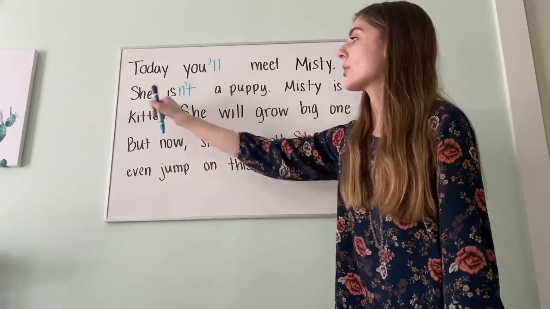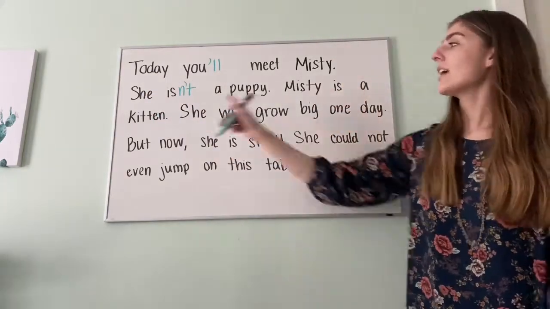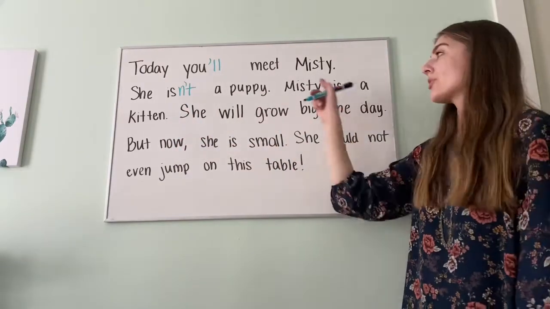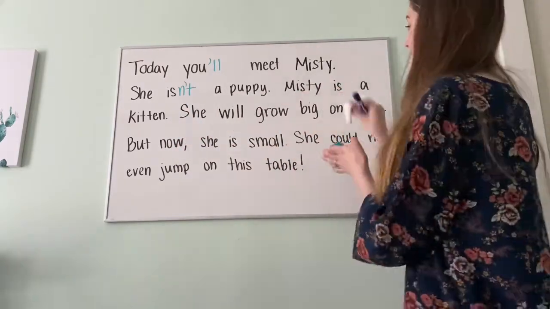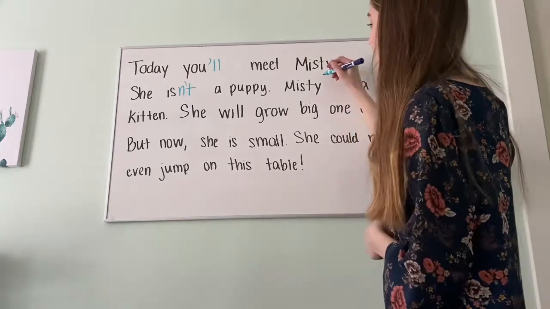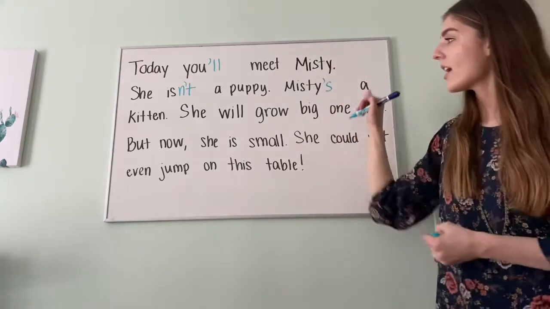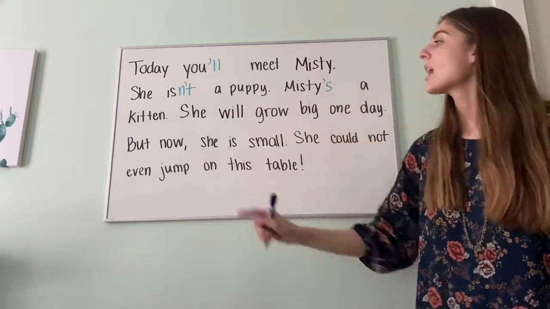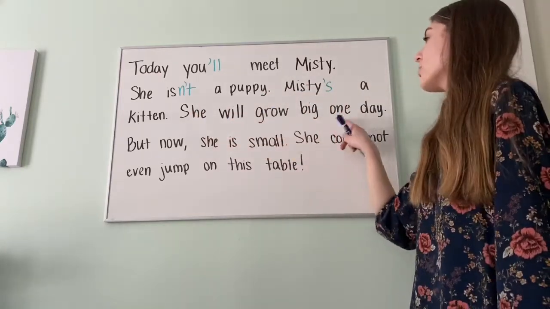And we still have our word is. Misty is a kitten that you can hear meowing. So let me smush together the words Misty and is. If I get rid of that I can make it say Misty's a kitten. Misty is a kitten or Misty's a kitten. She will grow big one day.